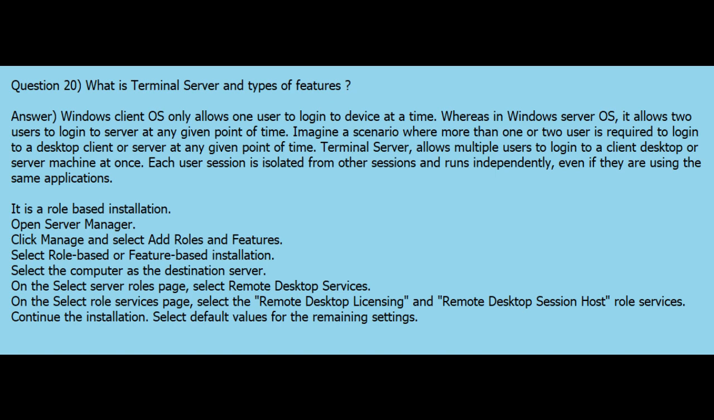It is a role-based installation. Open Server Manager. Click Manage and select Add Roles and Features. Select Role-based or Feature-based installation. Select the computer as the destination server. On the Select Server Roles page, select Remote Desktop Services. On the Select Role Services page, select the Remote Desktop Licensing and Remote Desktop Session Host role services. Continue the installation. Select default values for the remaining settings.